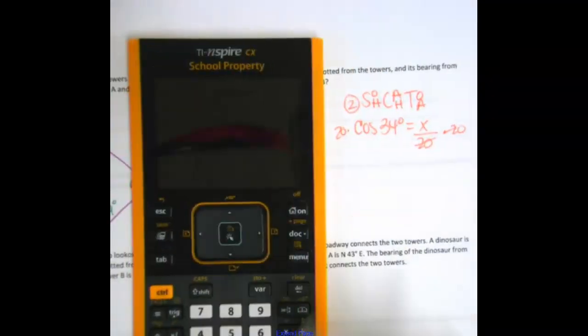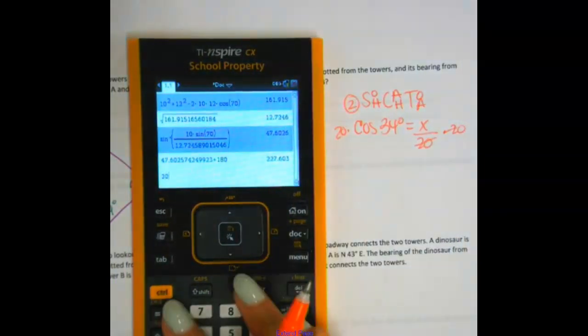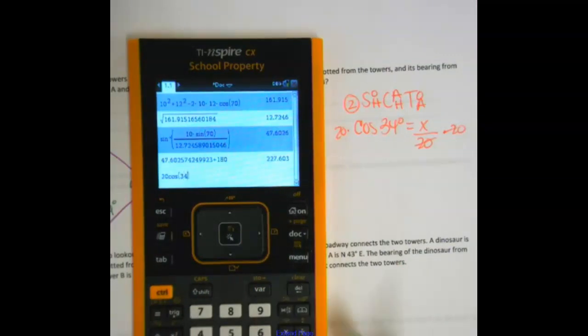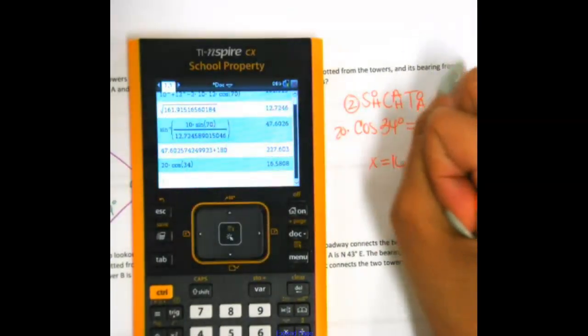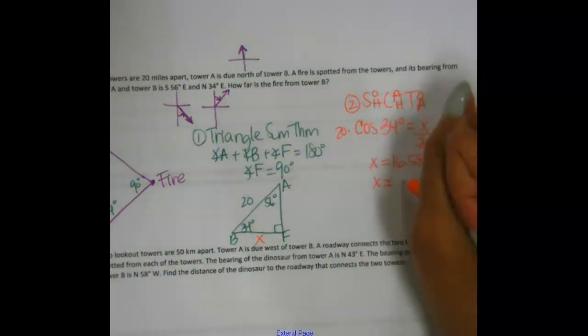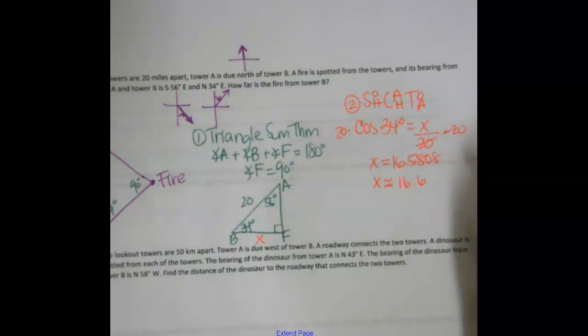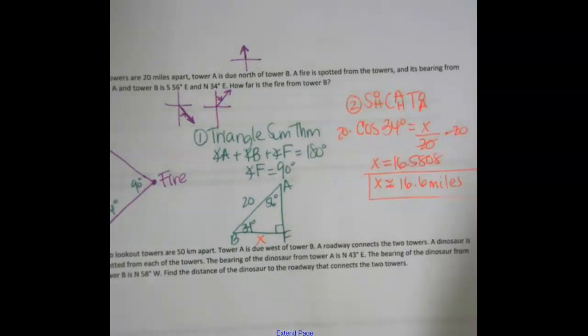Double check. Make sure your calculator is in degree mode. And then we're going to plug this in. 20 times cosine of 34. And if you use sine of 56, it's completely fine. So X should equal 16.5808, which means that's approximately 16.6. This is in miles, so miles. That would be your answer.